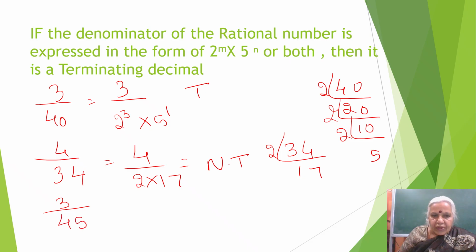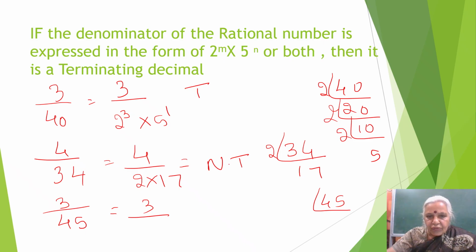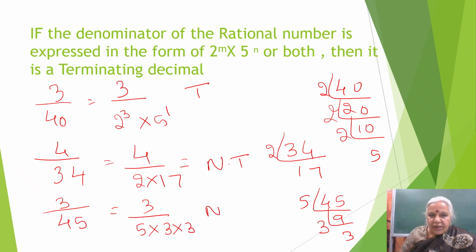If you write 3 by 45, that means 3 and here 45. Factors of 45 are 5 9s are 45, and 3 3s are 9. Here it is 5, 3 and 3. That means here it will become a non-terminating decimal. The factor should be either 2 or 5 or both, then it will be a terminating decimal.